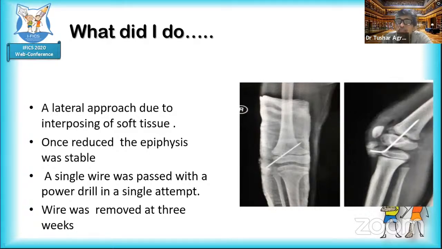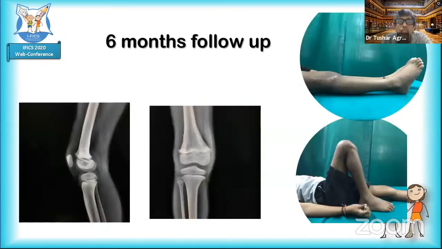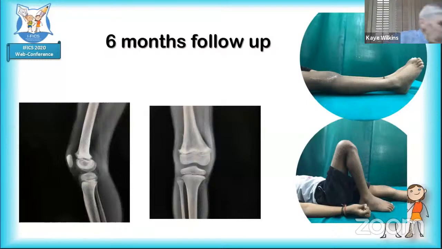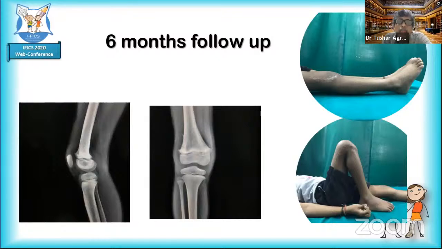There was some medial tissue, I can't recollect exactly, part of the VMO or something, which had got interposed. When we removed it, bang, it came in. Then it was very stable. But in spite of it being stable, we passed one single transphyseal pin, a thin pin, and immobilized in a cast. The wire was removed in 10 days and we mobilized the patient at about 3 weeks. He went on to do well eventually. Unfortunately, I don't have a follow-up longer than that.